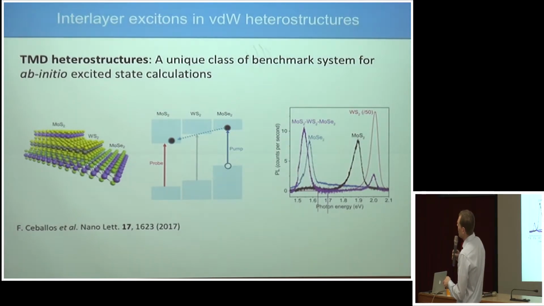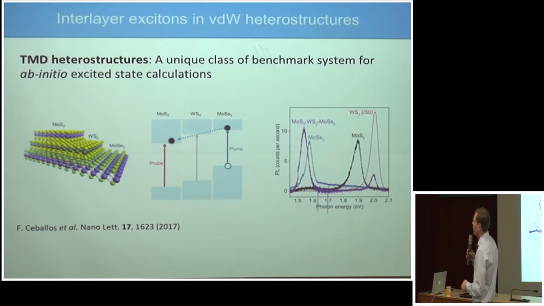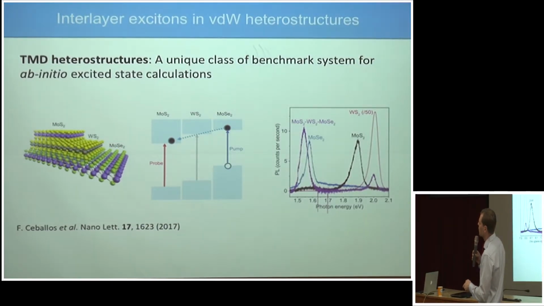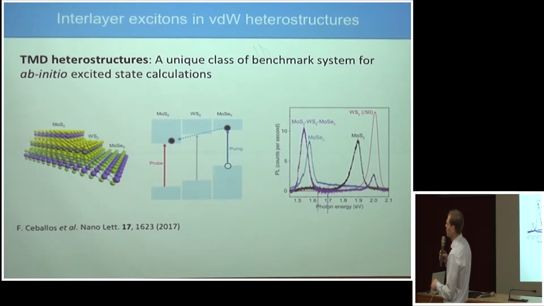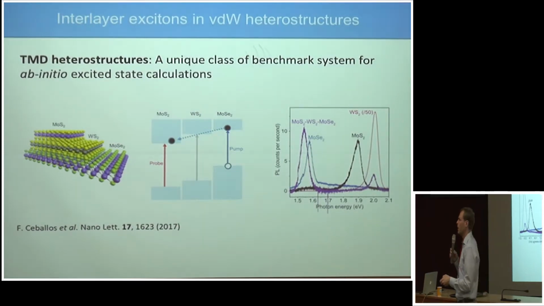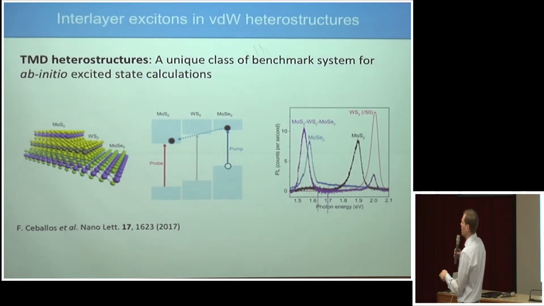So here is a recent Nano Letters paper where the authors looked at excitons in a trilayer consisting of MoS2, WS2, and MoSe2. So this is a TMD trilayer structure, and this is the band alignment they find based on DFT calculations. And this is the photoluminescence spectrum. They pump the material with a laser that is tuned to the band gap of MoSe2. So they create an intralayer exciton, and what they find is that the photoluminescence spectrum has a peak that is below the photoluminescence peaks of each of the individual monolayers.